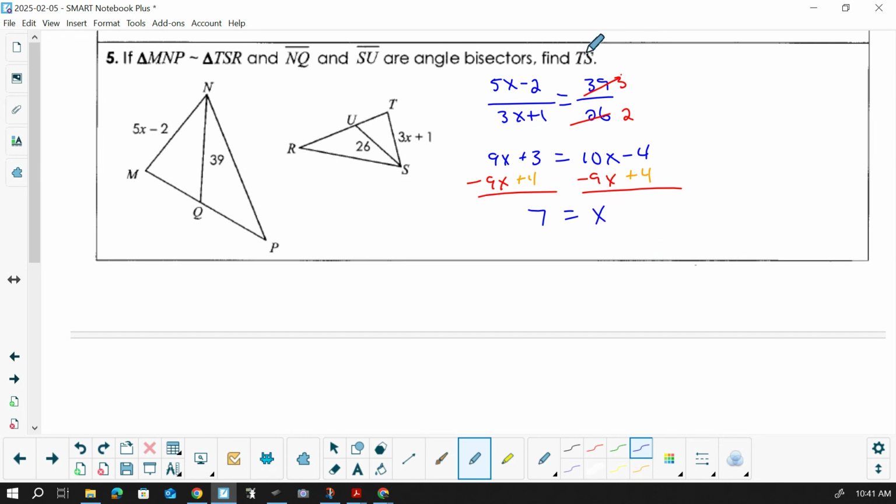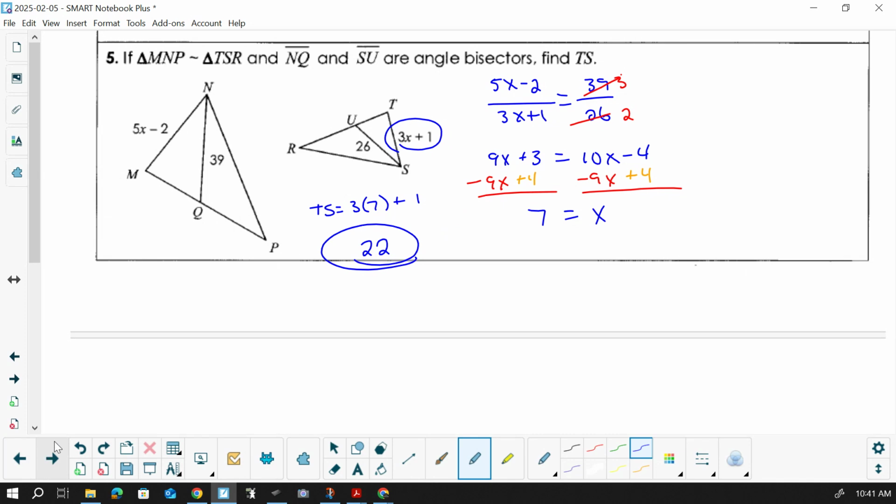And again, another one we have to plug it back in. It says find TS. TS is 3 times x plus 1, right? That's what it says. The x I now know is a 7. 3 times 7 is 21, plus 1 is 22. And that's your final answer for that problem.